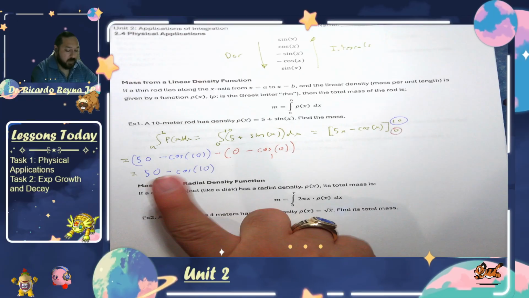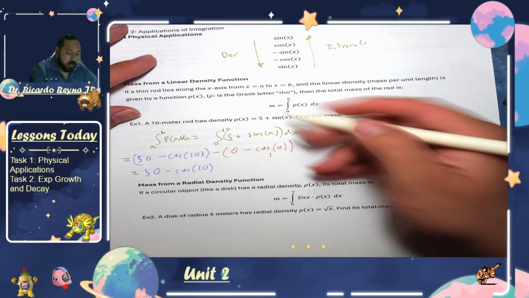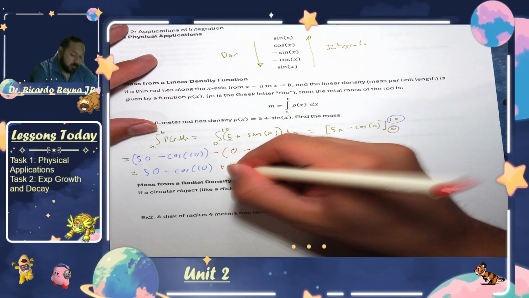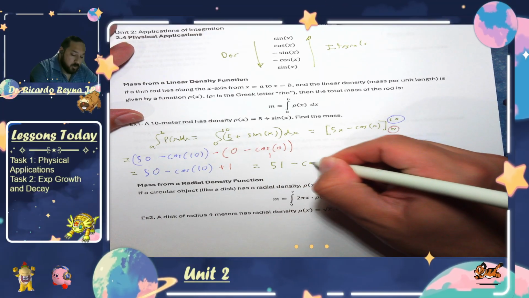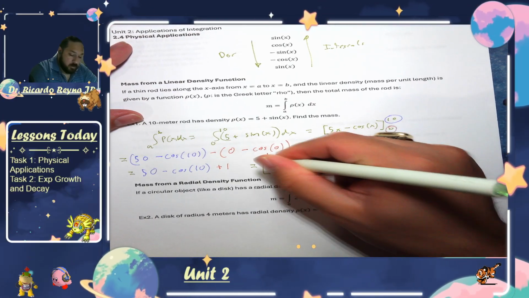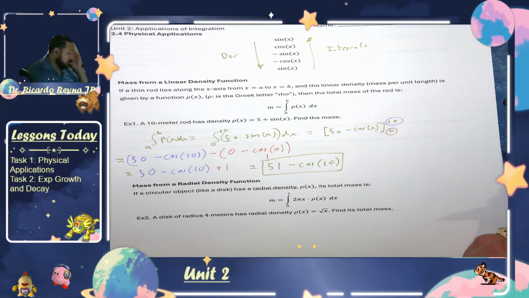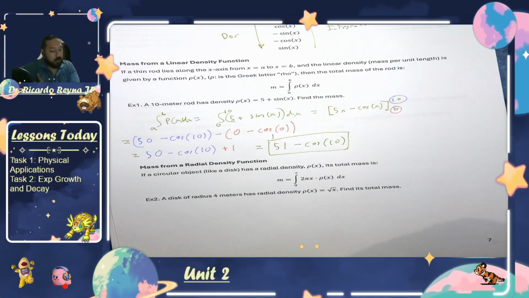We can't really simplify this. However, this we know is 1. So you're subtracting a negative 1, just plus 1. And that means our final answer is 51 minus cosine of 10. And that's going to be the mass. All right, pretty straightforward. Let's do another application.